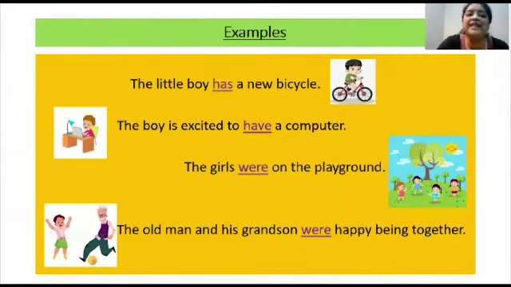Here are a few examples of primary auxiliaries for you. The little boy has a new bicycle. Has is a primary auxiliary which can be used in a sentence independently without the help of the main verb. So here boy is a singular subject, has is a singular verb which is a primary auxiliary. It also tells us about the tense.